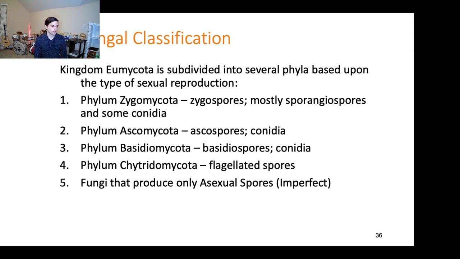And then you have things called imperfect fungi, and they don't produce sexual spores. They can only produce asexual spores, and that's what classifies them. So there are the different phyla of fungi. They're pretty neat. They vary, and they're classified based on the different types of spores and where those spores are produced inside of that fungus's body.